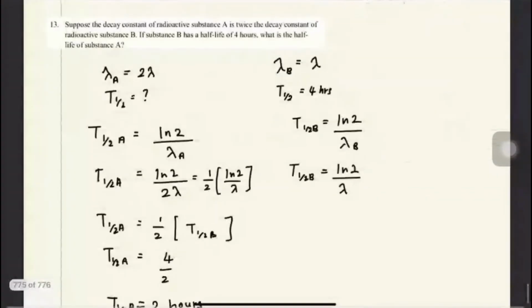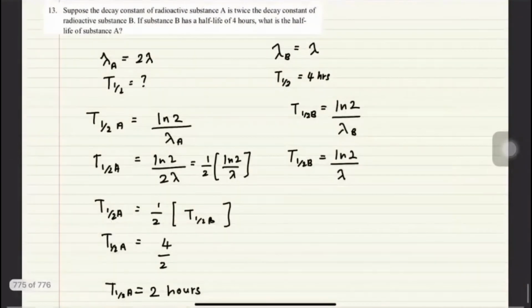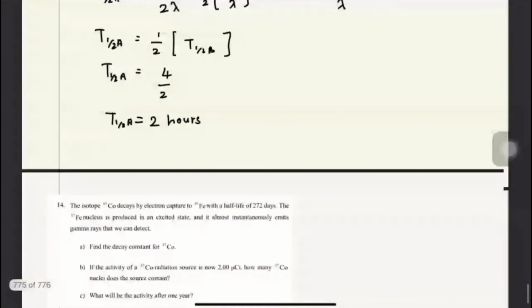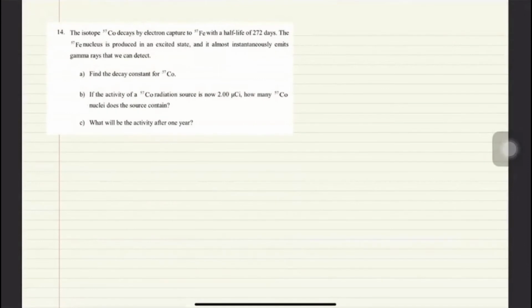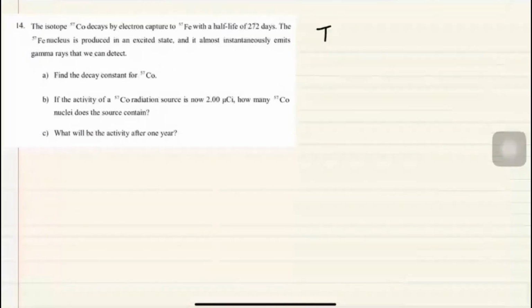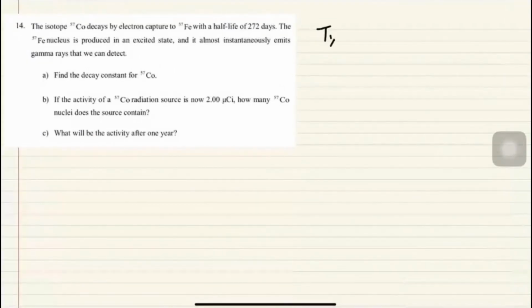Alright. That one is for question 13. The next question is question 14. The isotope 57CO decays by electron capture to Fe with a half-life of 272 days. Kadang-kadang dia suruh tulis apa tu equation. So kalau dia suruh tulis, kamu kena fahamkan lah yang dia cakap tu apa tadi tu. Ini tak suruh. So T half dia adalah 272 days.